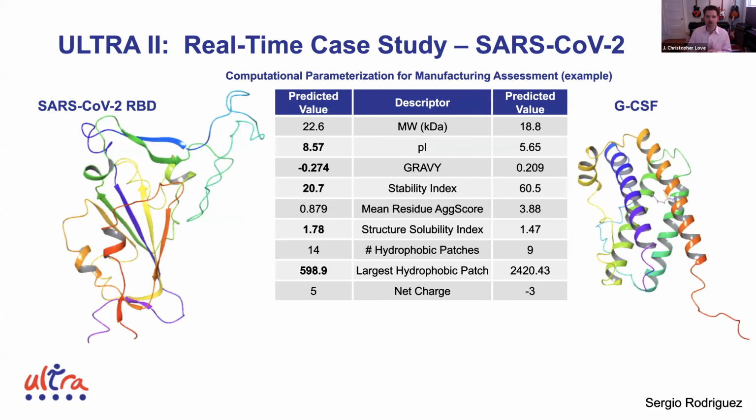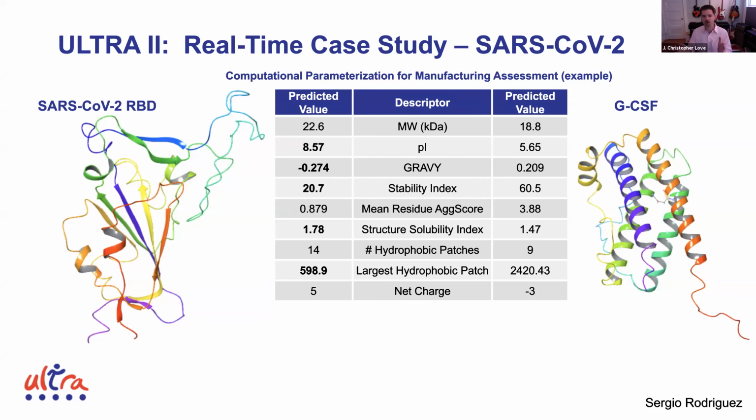And so Sergio in the lab took the sequence for the RBD, which is shown over here on the left, and ran it through a bunch of different tools that we use to assess the qualities of this and take a first pass at manufacturing assessment. How hard or easy is this going to be? And we compared it to some other things that we have experience in making in the lab, like GCSF.